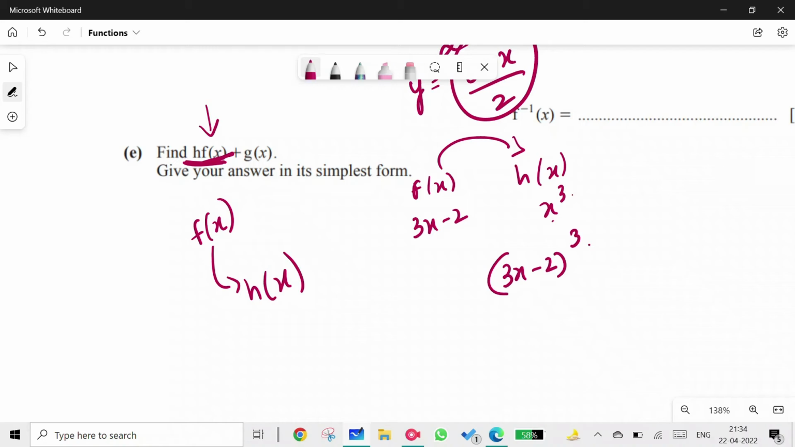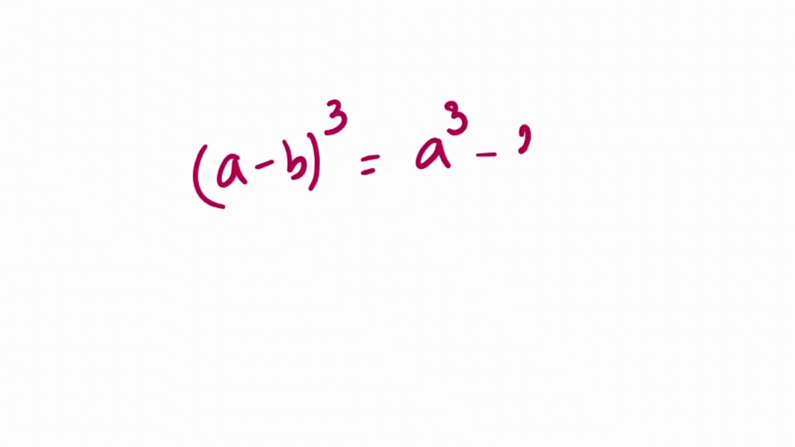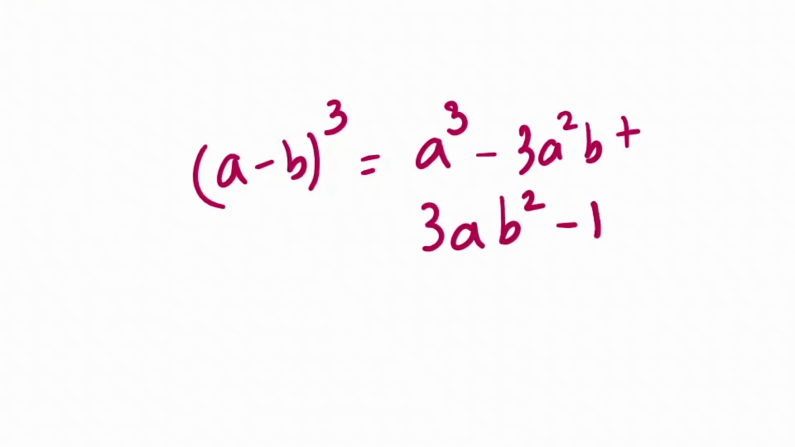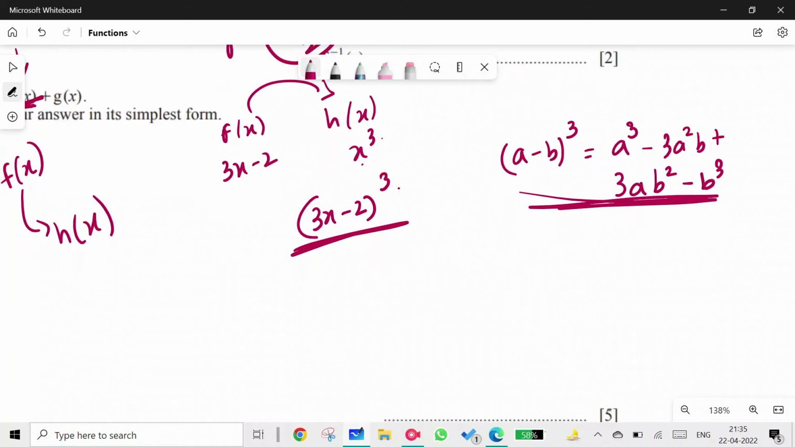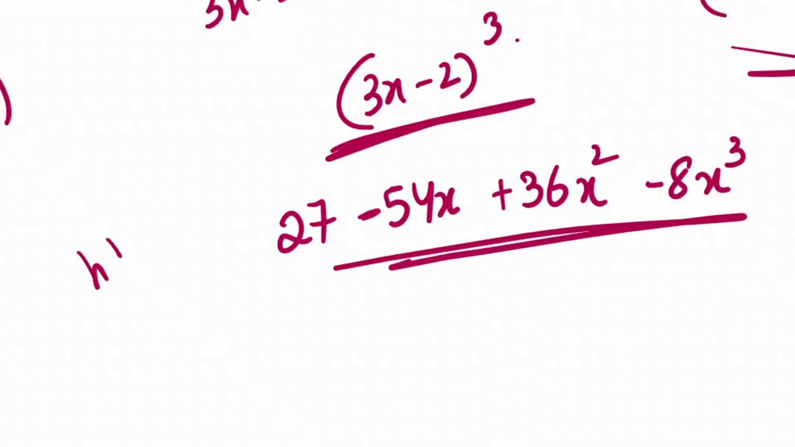So this is pretty much like a minus b whole cube. So if you know the formula, it's basically a cube minus 3a square b plus 3ab square minus b cube. So yeah, use the same formula and expand this bracket, 3x minus 2 whole cube. And when you do that, you get 27x cube minus 54x square plus 36x minus 8. So this is h of f of x.